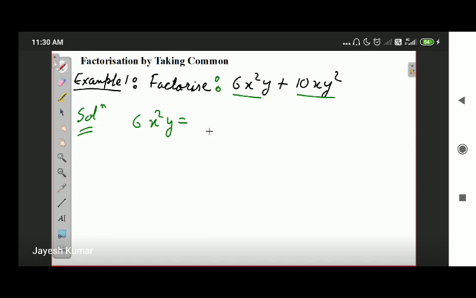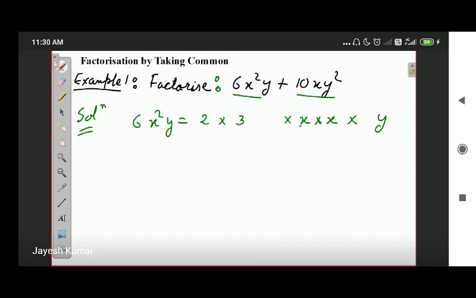So in order to form 6x square y, you have a 3, you have a 2, you have a 3, okay, and along with that x is multiplied twice, this is x into x, and then y is multiplied once. So this is 6x square y. This is the expansion of 6x square y.